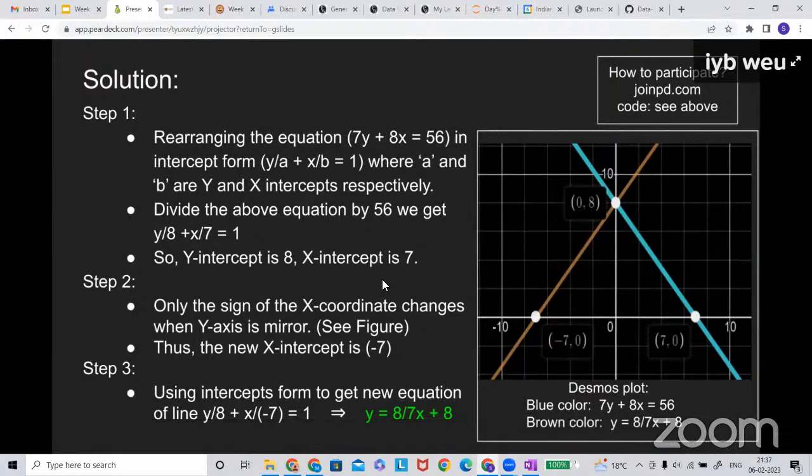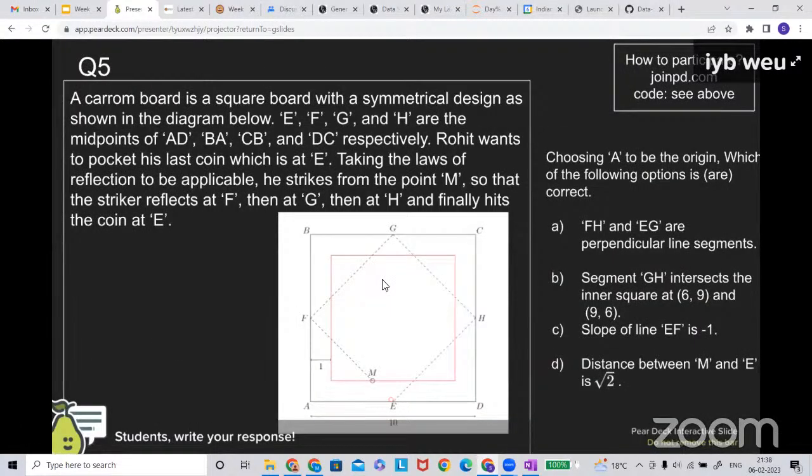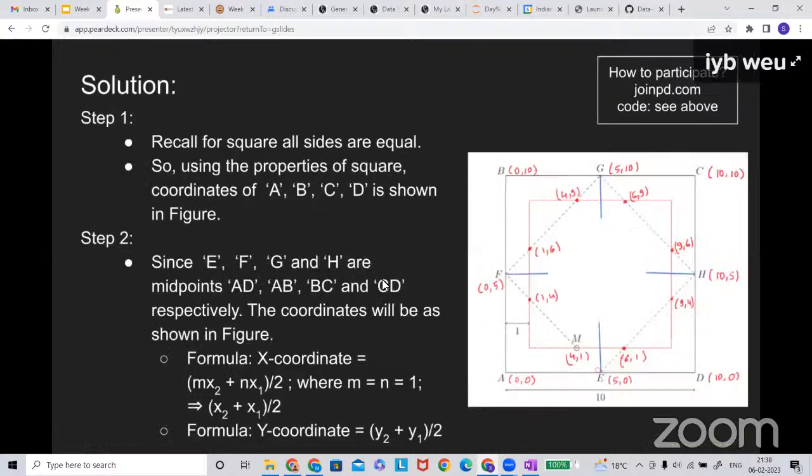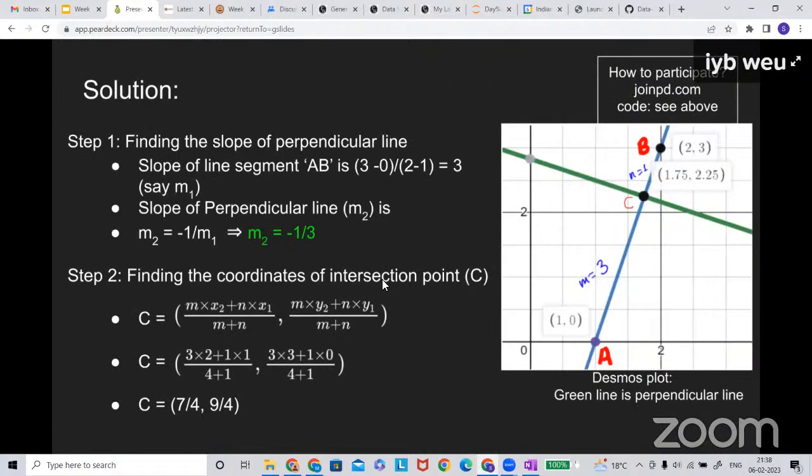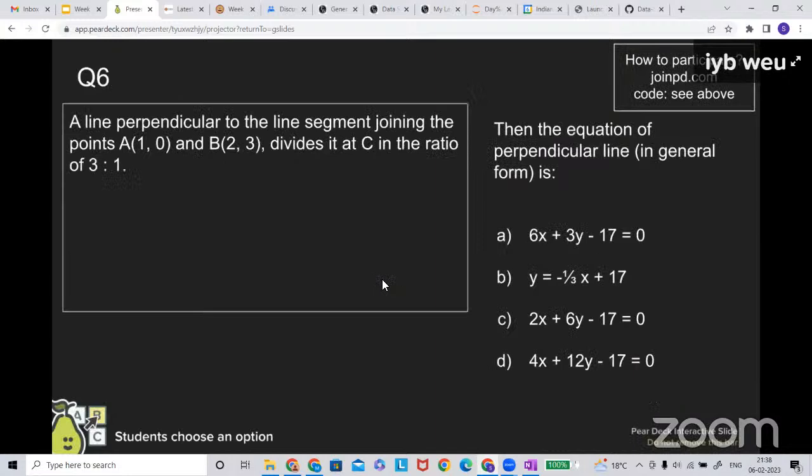Okay, let's move to the next question. I will discuss this question later, at the end. This question I need to discuss last.